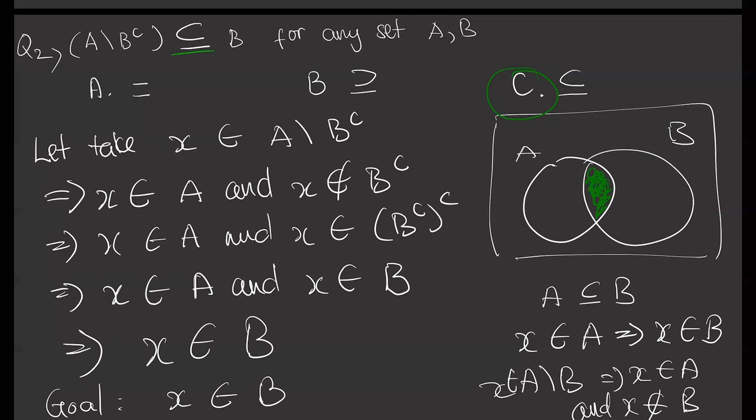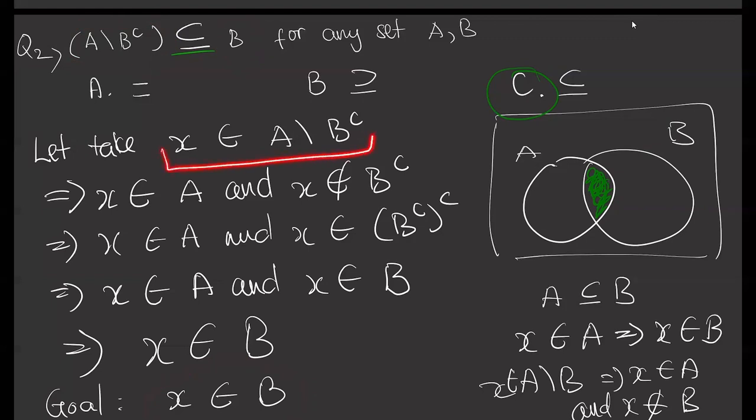Can you explain this again? Okay. So in order to prove this set is a subset of this, I take any element from this set. And I want to prove that the element is also in B. You can write that, but you don't have to. It makes your life more difficult.